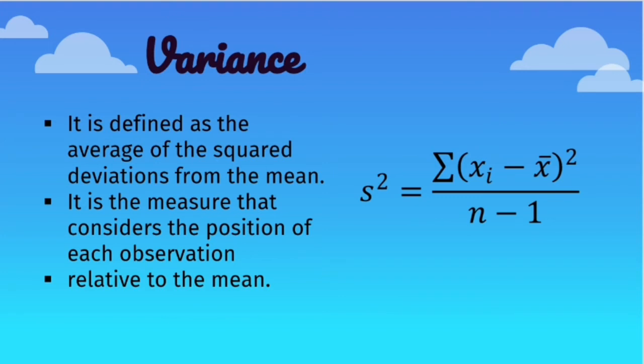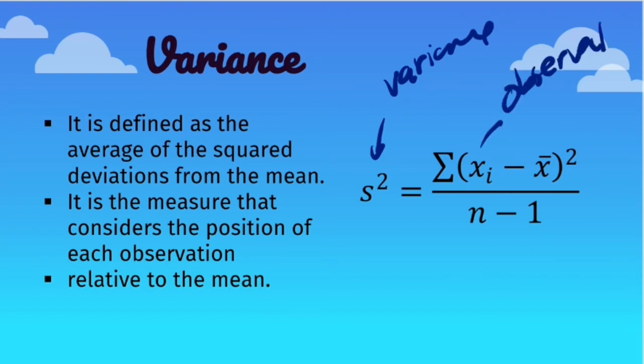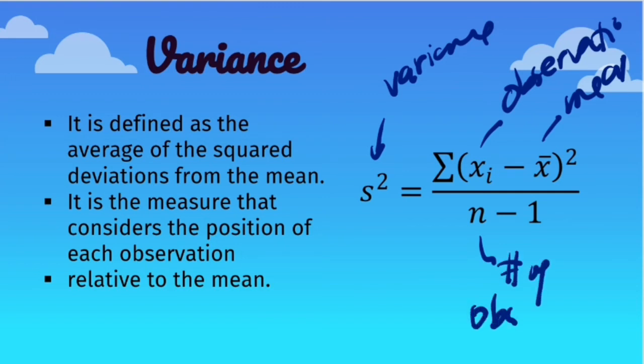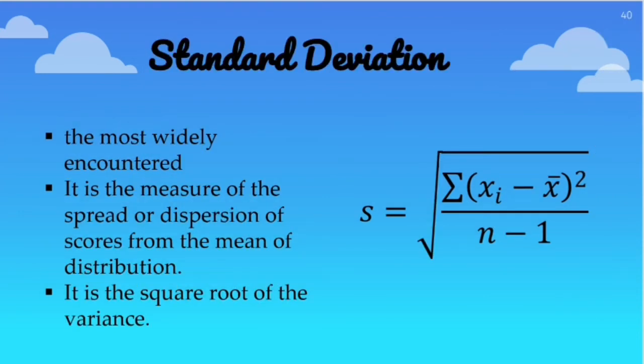It is the measure that considers the position of each observation relative to the mean. So we are going to use the given formula where S squared is our variance, X sub i is our observation, X bar is of course our mean, and N is the number of observations. Then we also have the standard deviation, which is the most widely encountered. It is the measure of the spread or dispersion of the scores from the mean of the distribution. It is the square root of the variance.